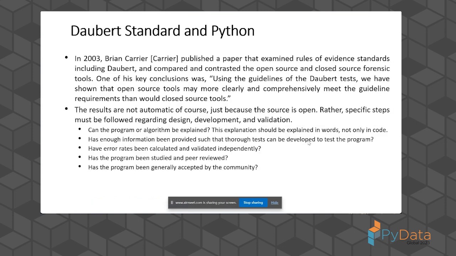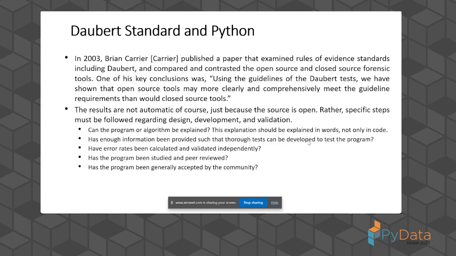So in this slide, we'll see how the illustrative factors mentioned in the previous slide are related to Python, or how they can be mapped one to one with the Python programming language. In 2003, Brian Carrier published a paper that examined rules of evidence standards, including Daubert, and he compared and contrasted open source tools and closed source tools. One of the key findings was that using the guidelines of Daubert tests, open source tools may more clearly and comprehensively meet the guideline requirements than would closed source tools.